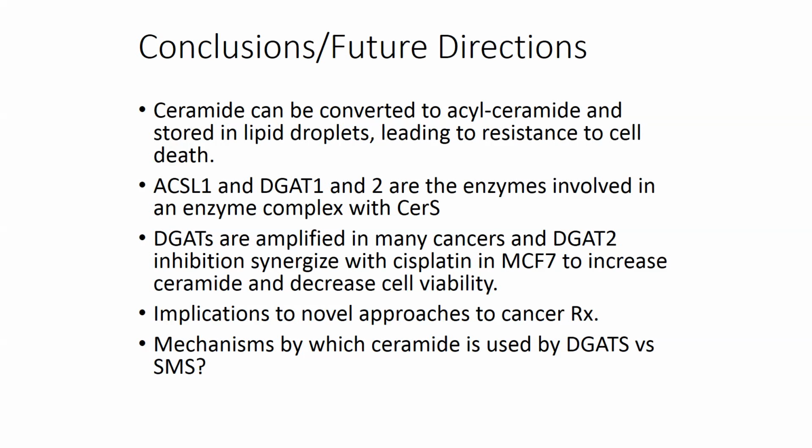Oops, I'm sorry. So the conclusions from this part are that ceramide can be converted to acyl ceramide and stored in lipid droplets, leading to resistance to cancer cell death. And ACSL1 and DGAT interact with ceramide synthases. DGATs are amplified in cancer, and if we inhibit them, it's important for cancer cell death. So these have important implications for cancer treatment. And we're very interested in the mechanisms, and that's the next phase of this work, including hopefully doing some more animal and then clinical research.